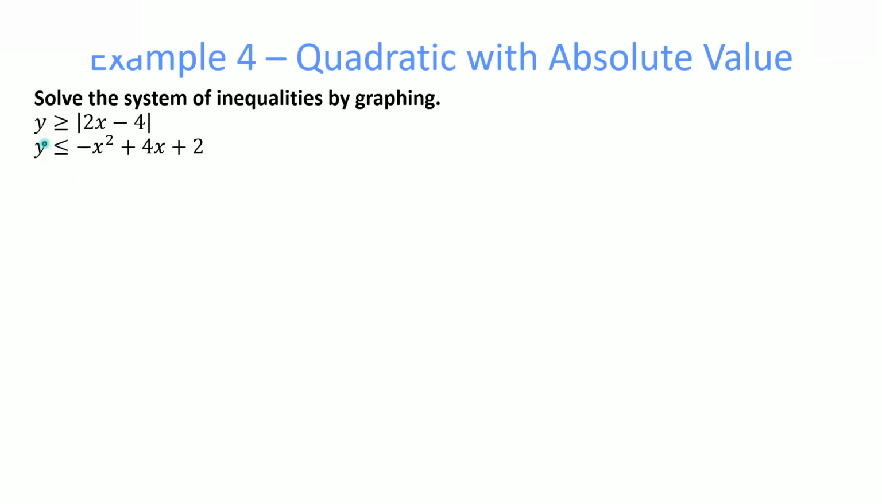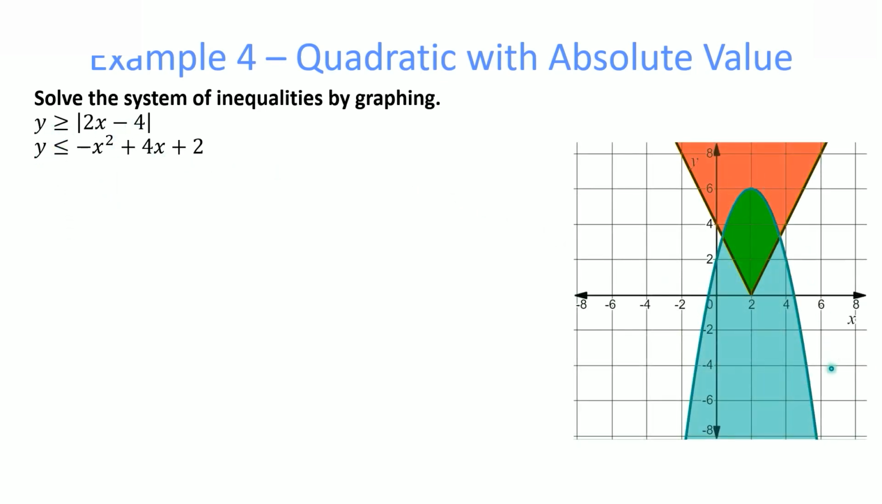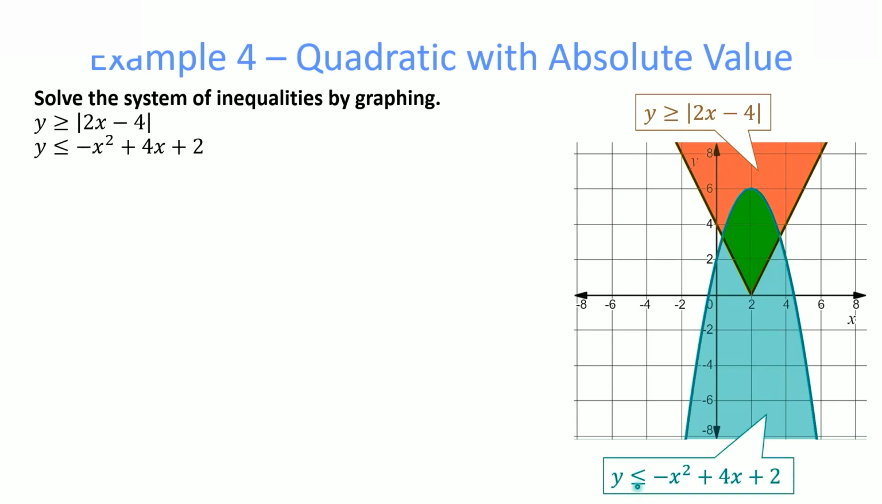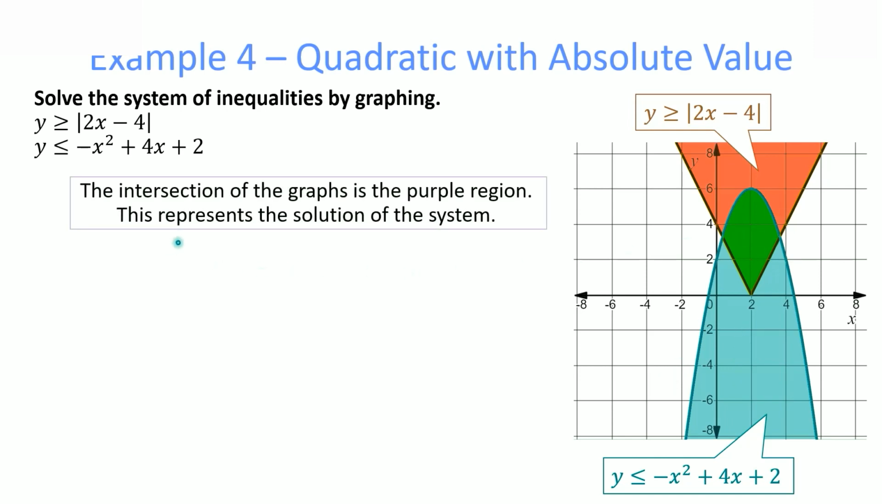So what we do, we take the first inequality and the second inequality, and then we graph them and identify the feasible region. So y bigger or equal to the absolute value of 2x minus 4 is the blue region. And similarly, the quadratic y less than or equal to minus x squared plus 4x plus 2 is given by the red region. So the solution of this system is the intersecting region, which is the purple. This is where the blue, or the sky blue, and the red regions meet. So the purple region represents the solution of the system.